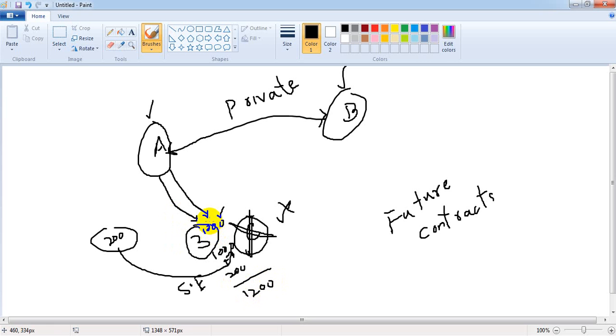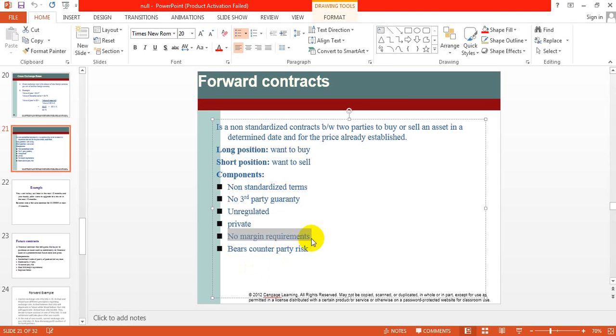And in A's account, the amount which is left will be 800. Now what will he do? A will deposit an additional 200 into his account to reach the minimum amount, that is the margin. The initial amount that both parties deposit with the third party is called margin. So there is no margin in forward contracts because it is between two parties, there is no third party, so there is no margin requirement.